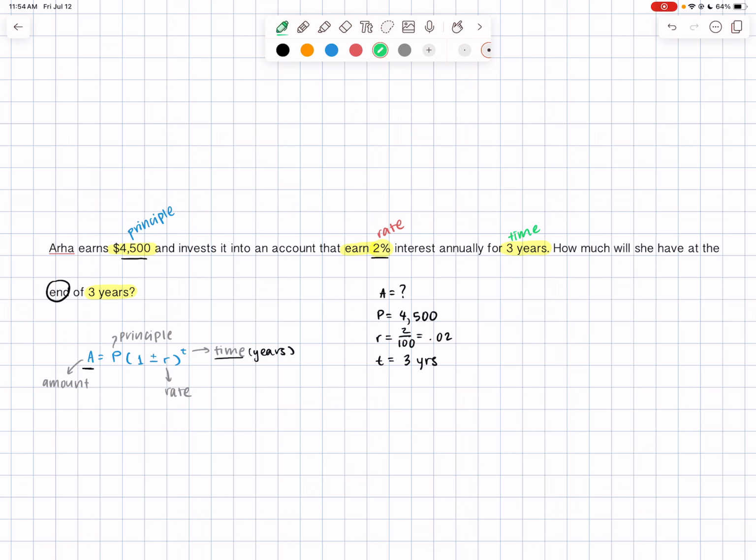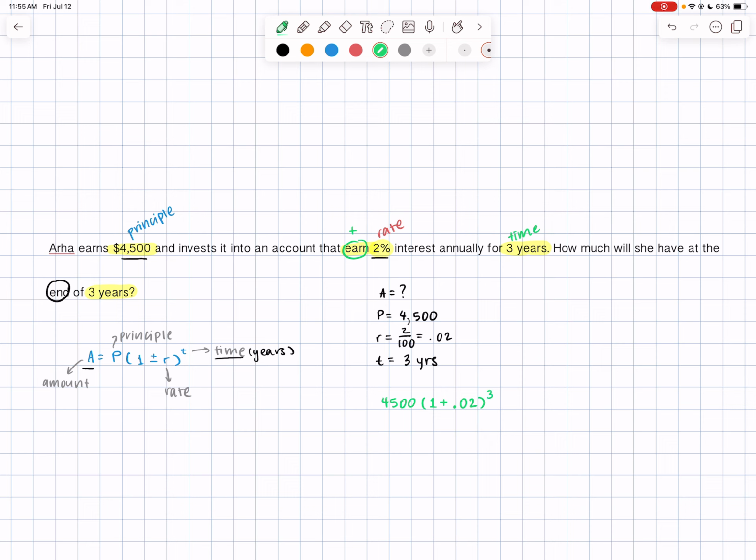So here we have our principal amount, 4,500 times (1 plus or minus). Now we have this plus or minus thing, and we can only use one. Since she's adding to her principal amount to get a higher end amount, we are going to use the plus sign. So plus, our rate is 0.02, our R value is 0.02, and our time is 3 years.